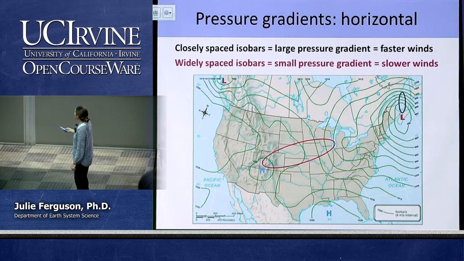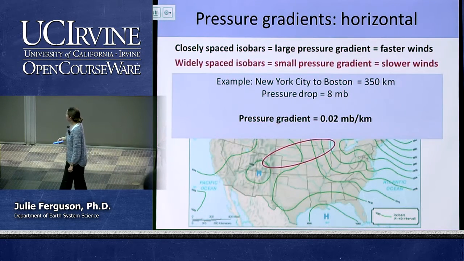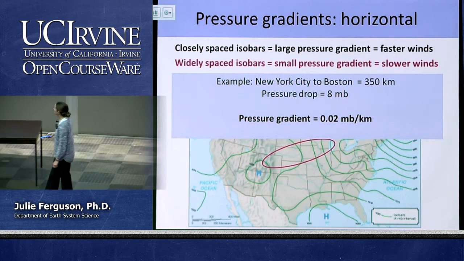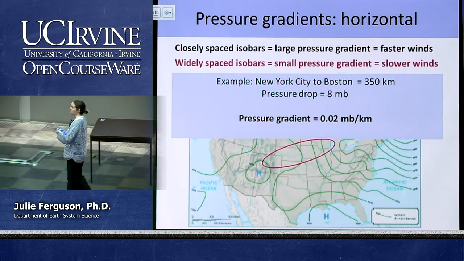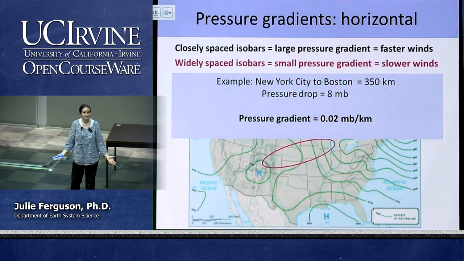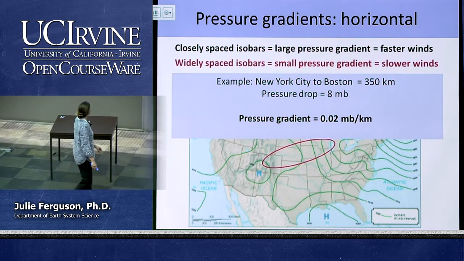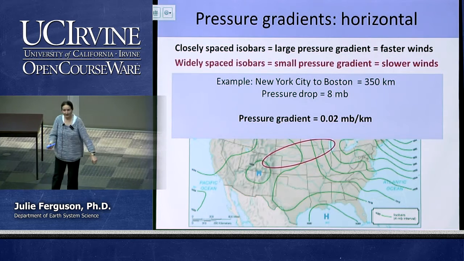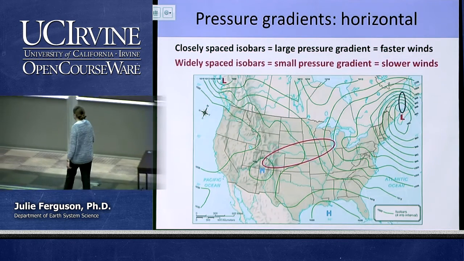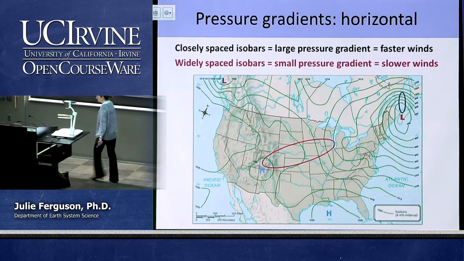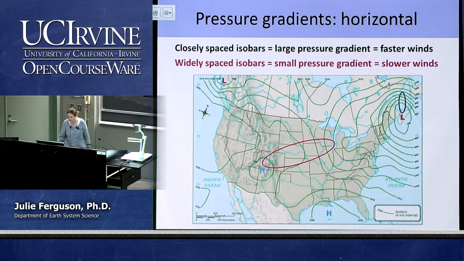So now let's think about an example. Do you remember that my pressure gradient is equal to the high pressure minus the low pressure, divided by distance? So on my map behind there, I'm not very good at geography, but if we look roughly where New York and Boston are, I'm going to embarrass myself now.